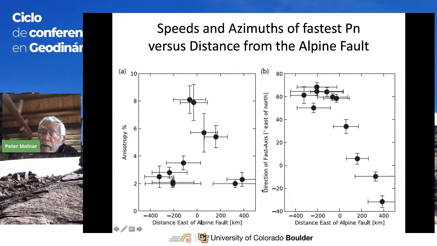If you look at the orientations, near the Alpine Fault and to its west they are nearly north 60 east, parallel to plate motion. It decays away on the southeast side. This is probably anisotropy frozen into the Pacific plate on the New Zealand crust.